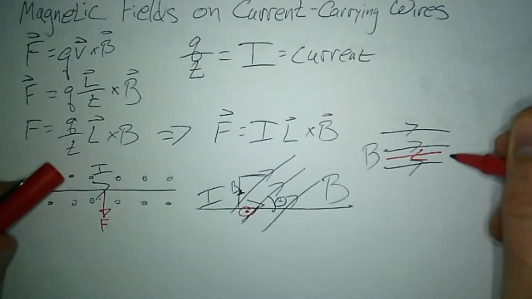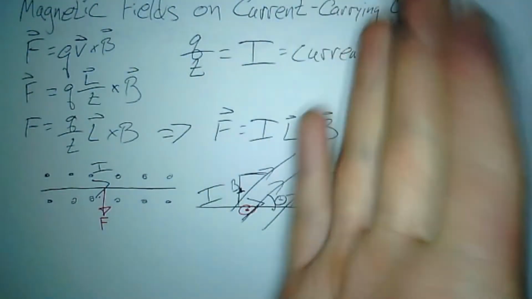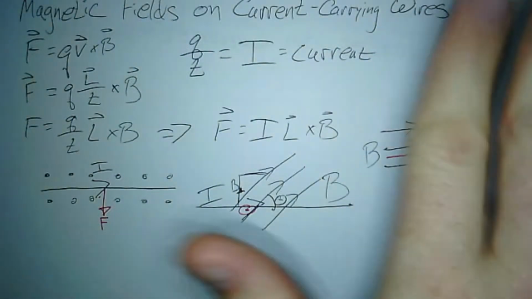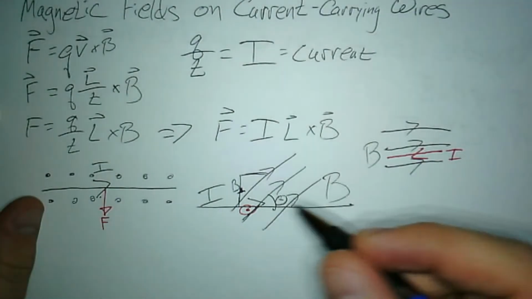And my current goes that way. What's the force? Well, I can't put my hand in. There's no way to actually get my fingers and palm pointing like that, right? It doesn't work. But also, another way to think about it is that the sine of the angle is 180, or 0 if you'd rather.